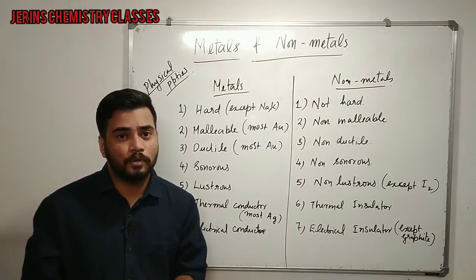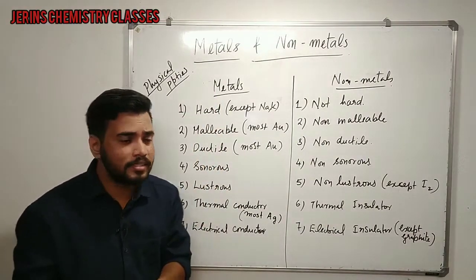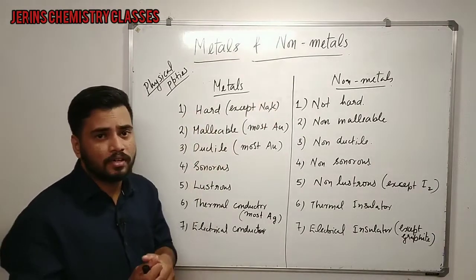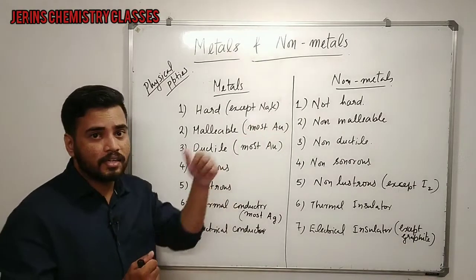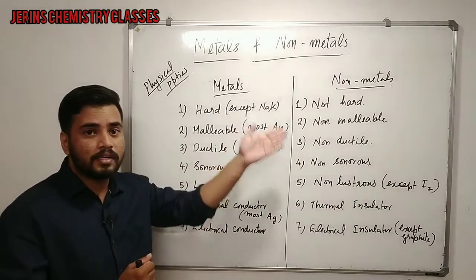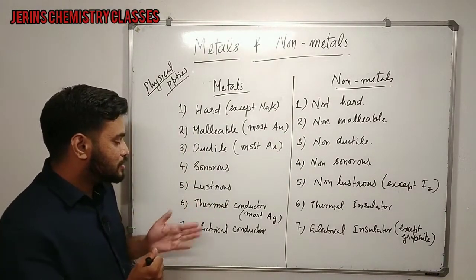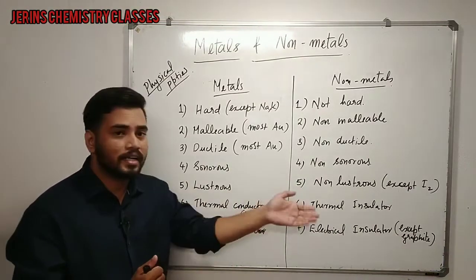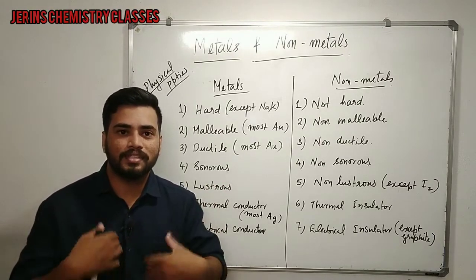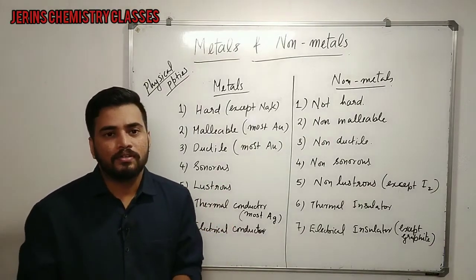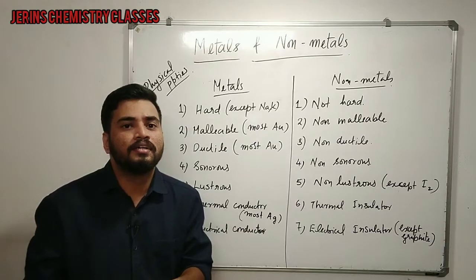That is the last property. So I am concluding. These are the 7 physical properties. Metals are hard, non-metals are not hard. Metals are malleable, non-metals are non-malleable. Metals are ductile, non-metals are non-ductile. Metals are sonorous, non-metals are non-sonorous. Metals are lustrous, non-metals are non-lustrous. Metals are thermal and electrical conductors, non-metals are thermal and electrical insulators. I also told some exceptions and explained some metals or non-metals with certain properties. So these are the main physical properties for the CBSE 10th standard chapter, metals and non-metals.